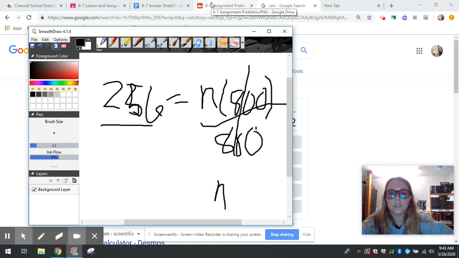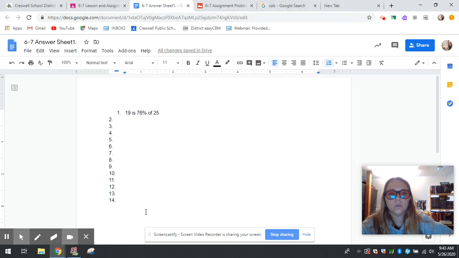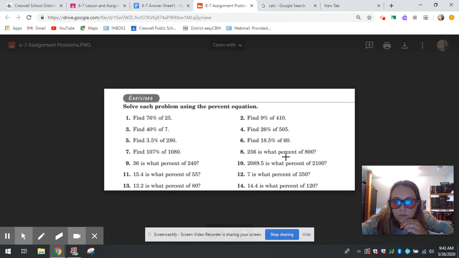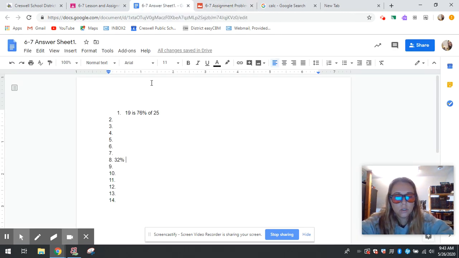But we're asked for a percent, so we'll switch the decimal into a percentage. That says 32 out of 100. So if I want to write in percent format, I'll write 32%. Write it on my answer sheet. And if I want to go above and beyond, I could say 256 is 32% of 800.